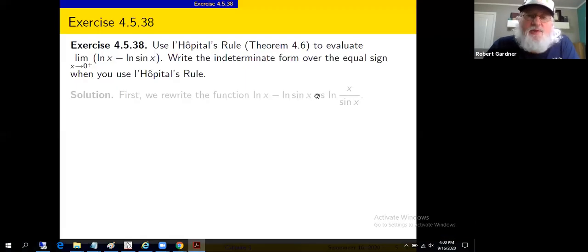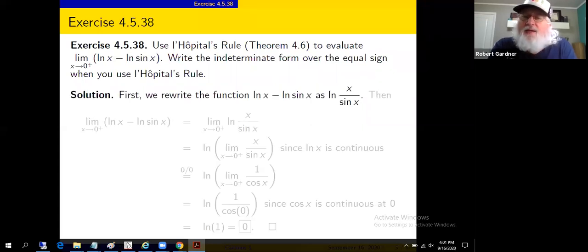Okay, another limit says use L'Hopital's rule to evaluate. It's a one-sided limit, so that's new. It's got logs in it. Log x minus log sine x. All right, what you gonna do with that? For one thing, it ain't a quotient. So I got no chance of getting this 0 over 0 or infinity over infinity because there is no over. There's no division in it.